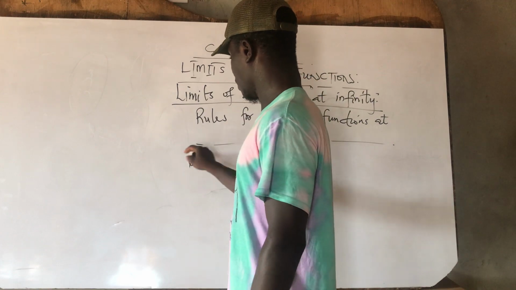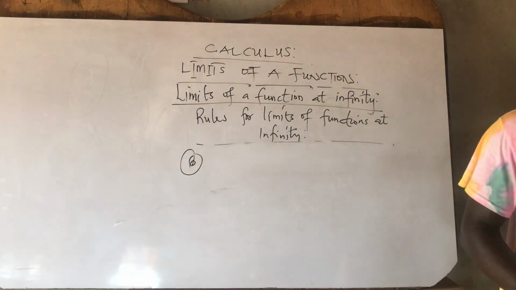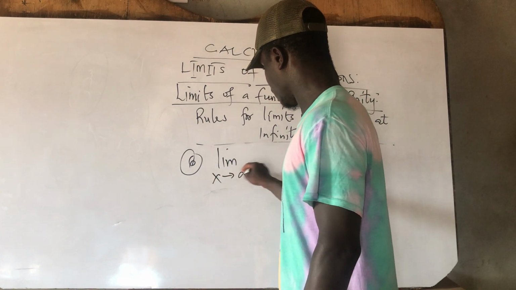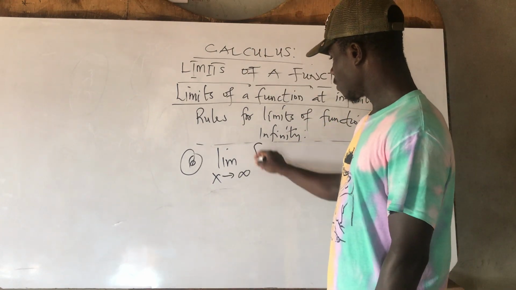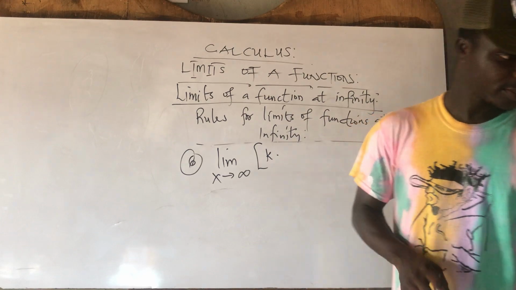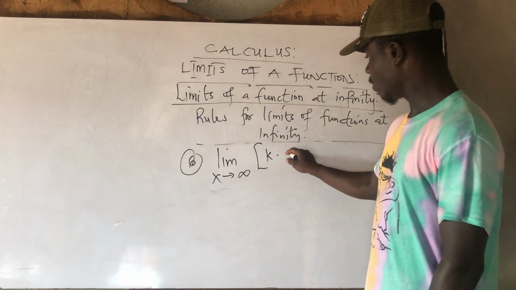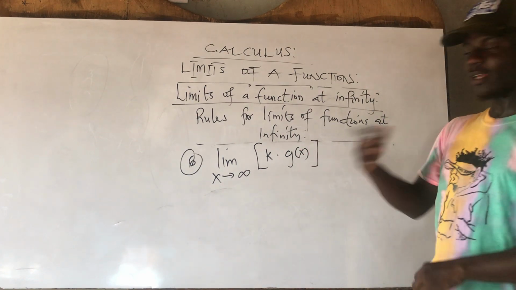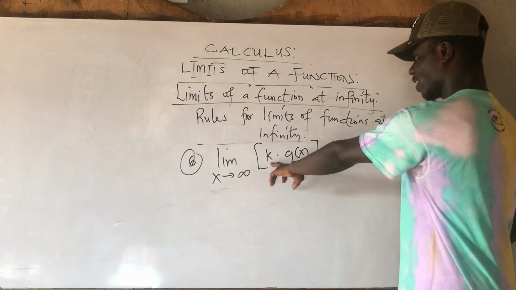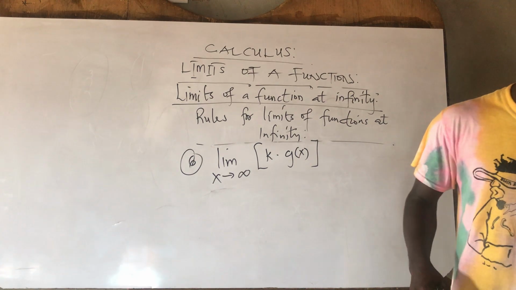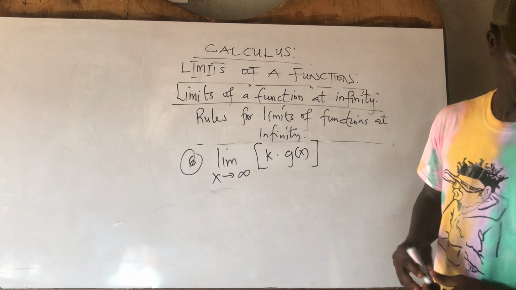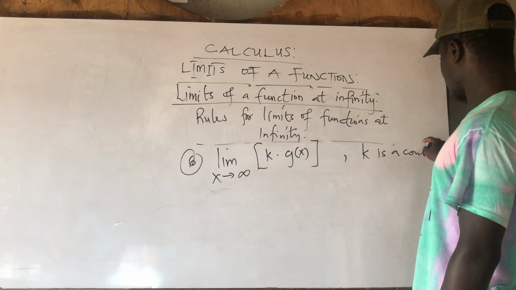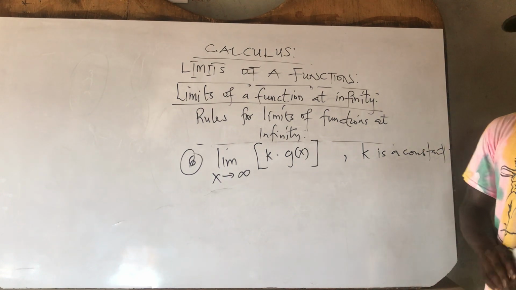Rule 6. The limit as x approaches infinity of k times g of x, provided k is a constant. Where k is a constant. A constant means a value, right?